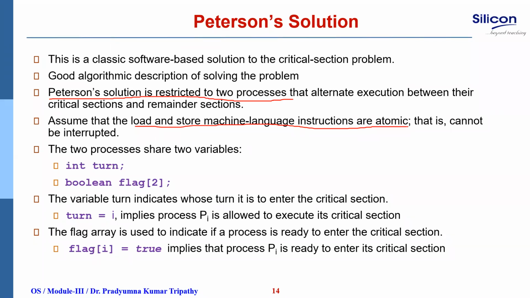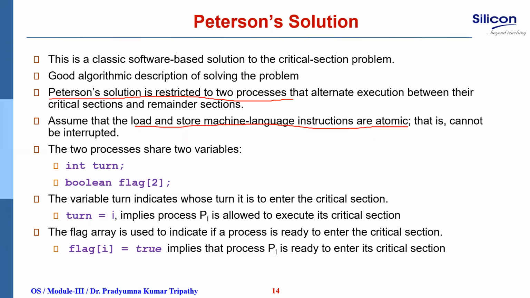So do remember, the Peterson solution has two constraints. One is that it is only for two processes. Second is that the load and store machine instructions are atomic in nature. What is load? Load to the register, or store from the register to the memory location.